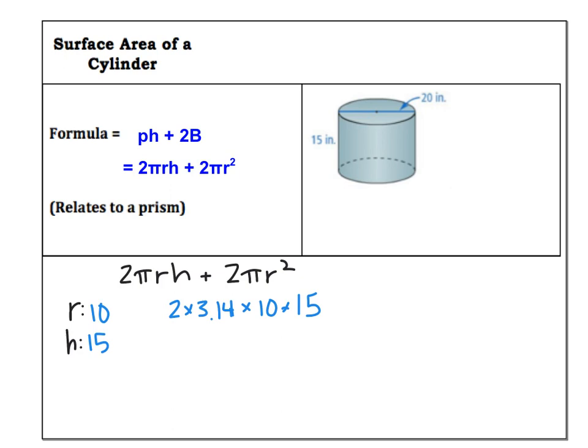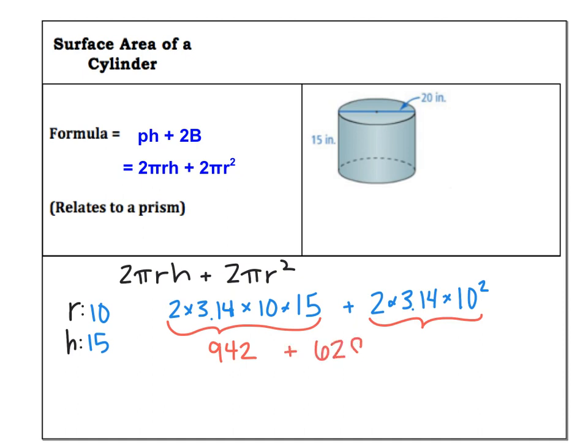And remember, that part of the formula gives you the side rectangle of that cylinder. Then my next part would be 2 times 3.14 times that radius of 10 squared. So typing this all into your calculator, this first part here comes to a total of 942. And the second part here for my 2 circular bases comes out to 628.